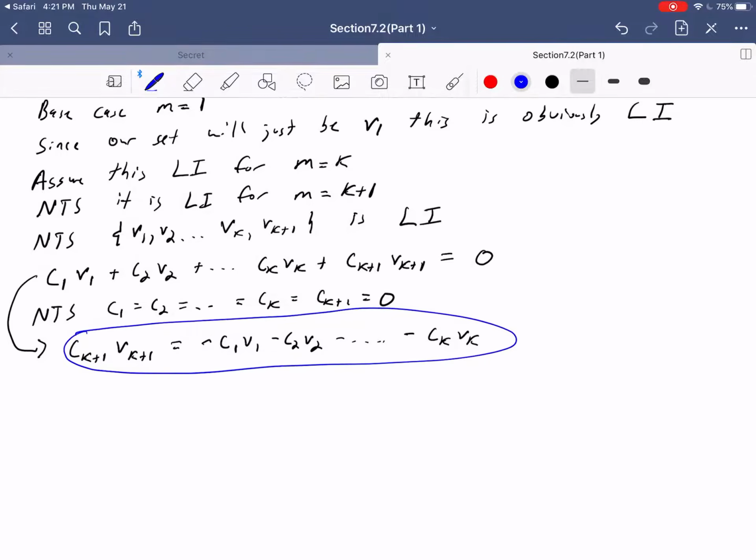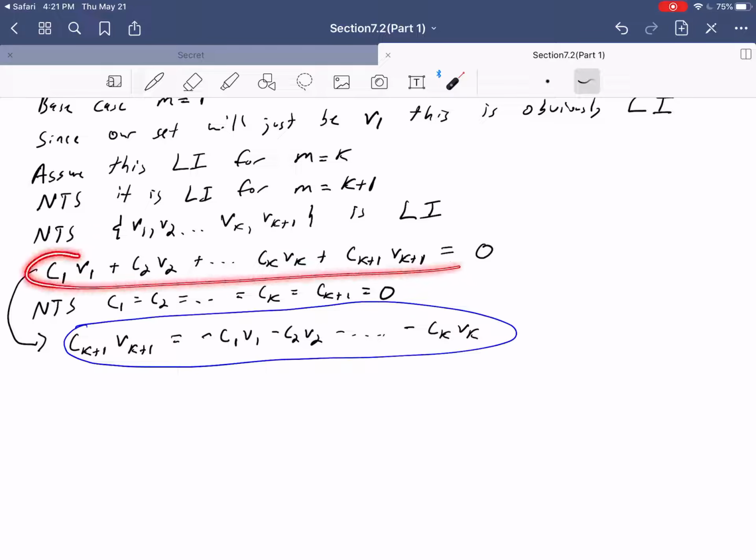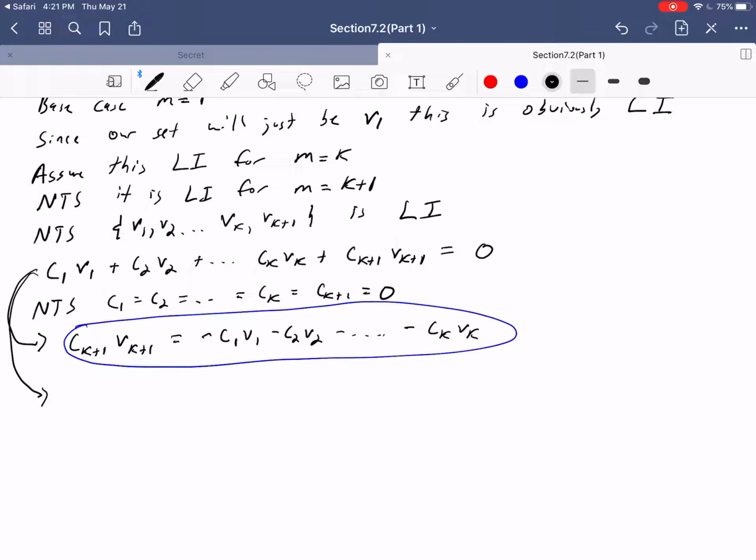Okay, so we've got that. Now, let's go back and do something a little bit more with it. So now, let's also take this equation and continue on with it in this form.